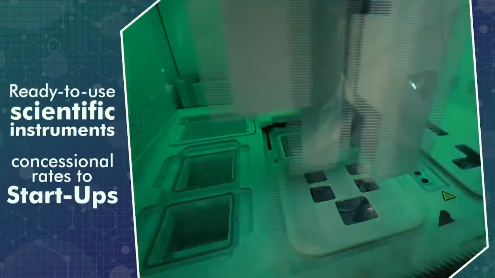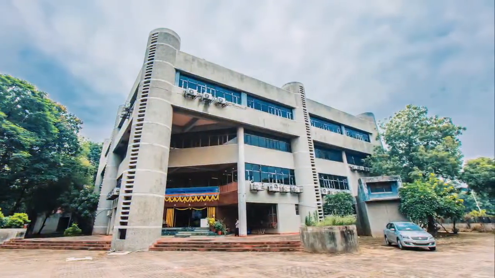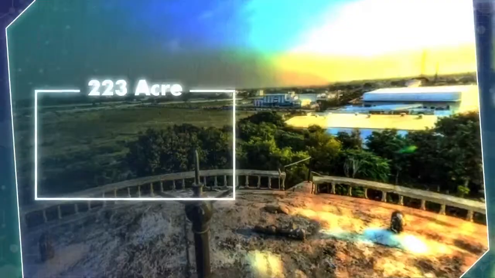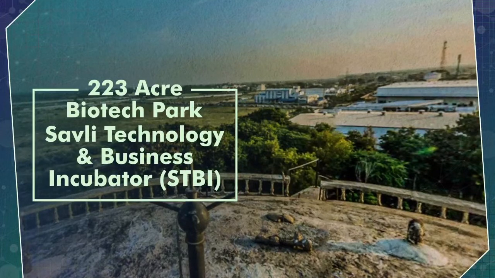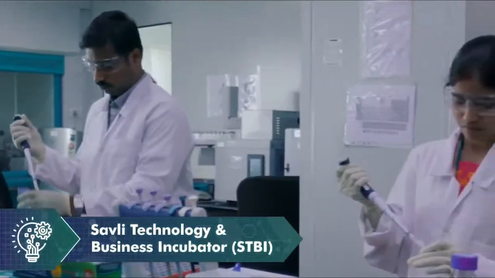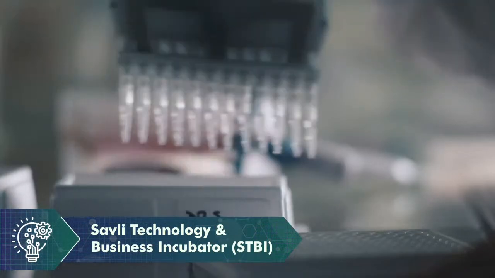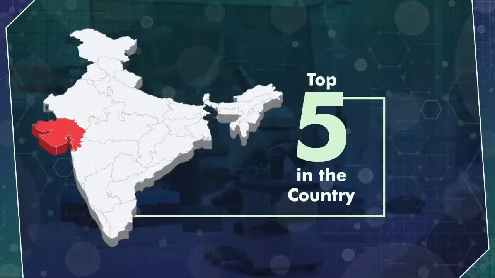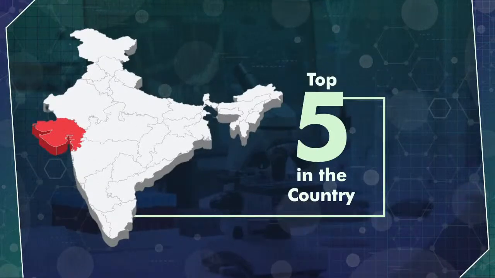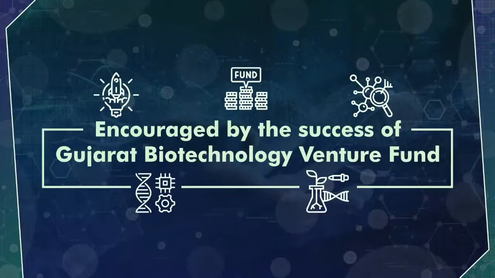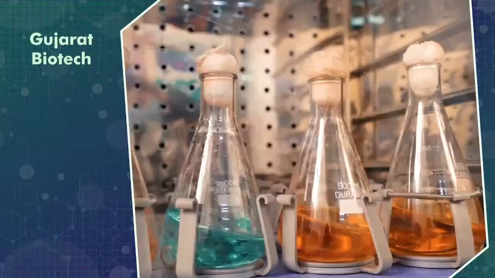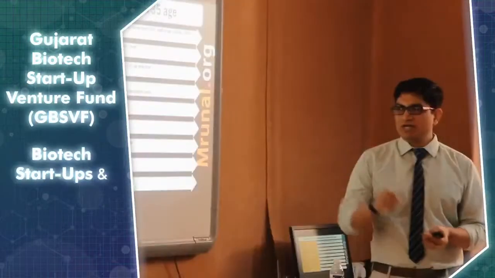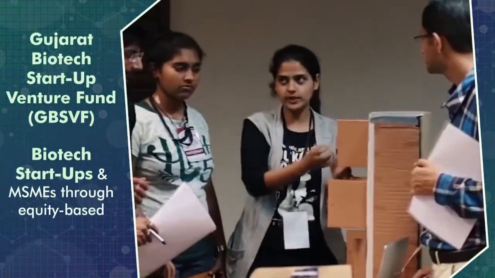concessional rates to students. The state government is developing a thriving biotech cluster in Vadodara with a 223-acre biotech park and Savli Technology and Business Incubator, STBI. STBI has furnished and equipped laboratories apart from mentoring, and has been featured amongst the top 5 public bio-incubators of the country. Encouraged by the success of Gujarat Biotechnology Venture Fund, Gujarat State Biotechnology Mission, GSBTM, has instituted the Gujarat Biotech Startup Venture Fund, GBSVF, to support biotech startups and MSMEs through equity-based venture financing.